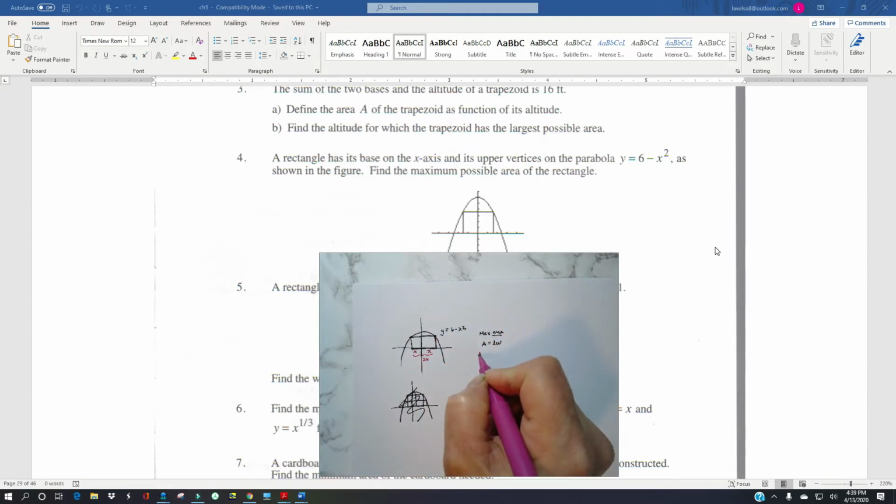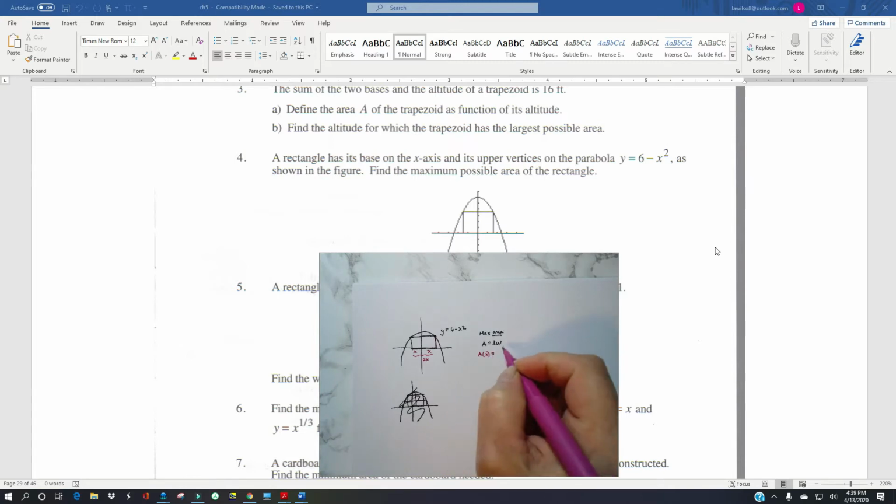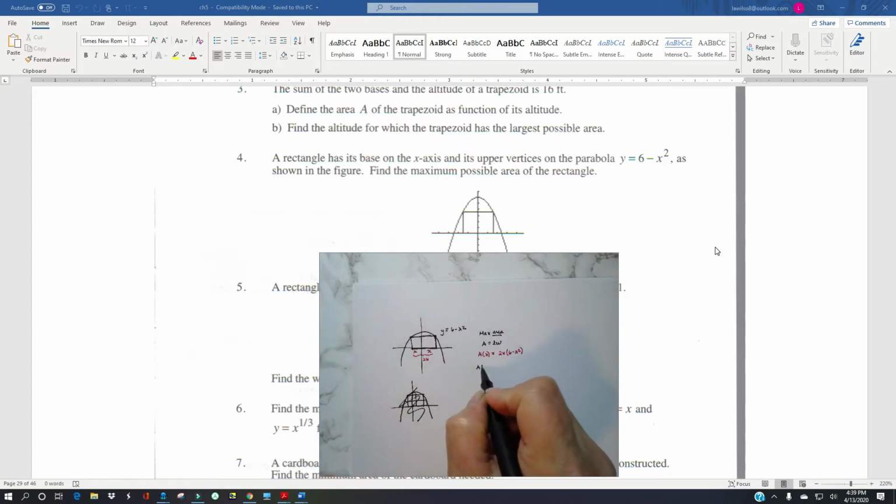So my area formula is going to be 2x times 6 minus x squared. And I'm going to clean that up a little bit. So A of x is equal to 12x minus 2x cubed. Why? Because I'm going to take a derivative and I want it to be nice and easy.